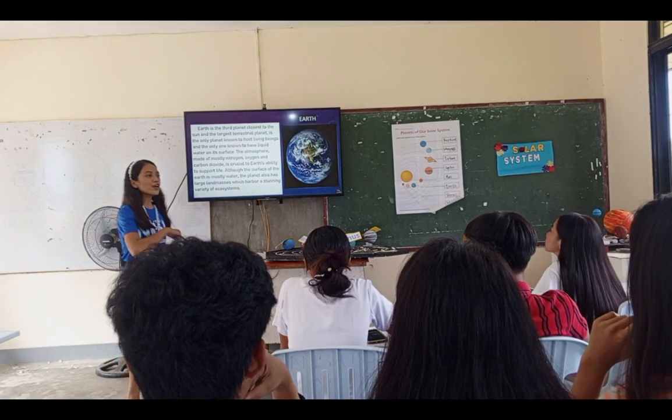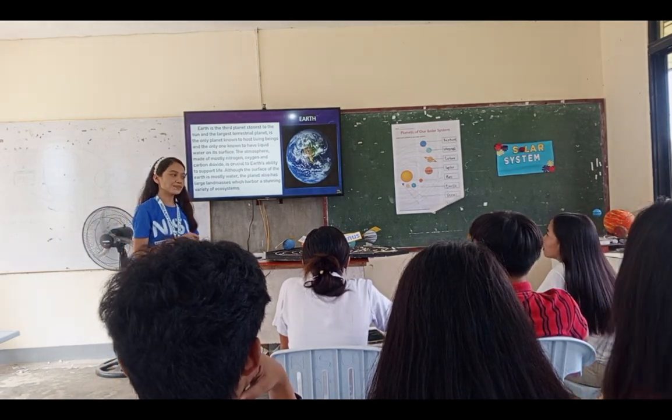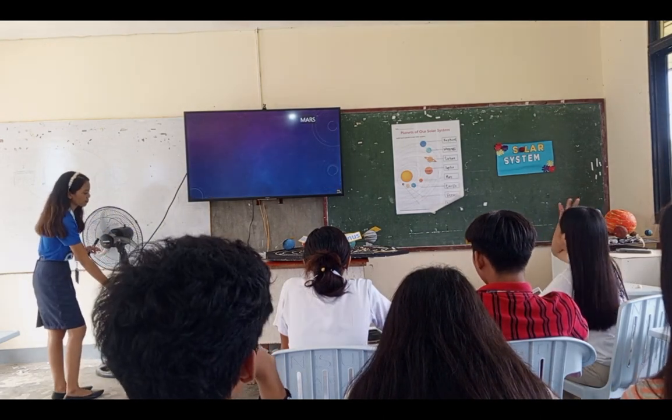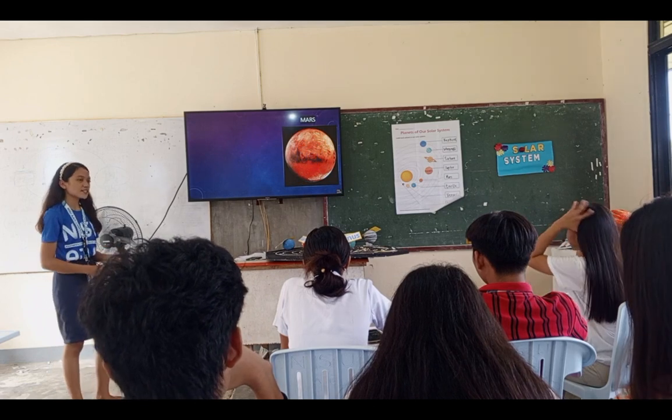Now, what is the fourth closest planet to the sun? Mars. That's right. Mars. And this is what Mars looks like.